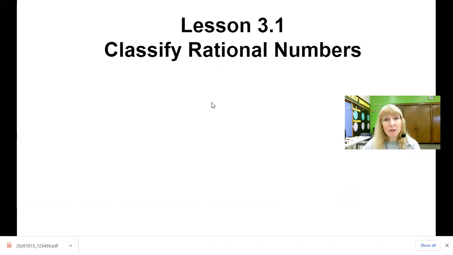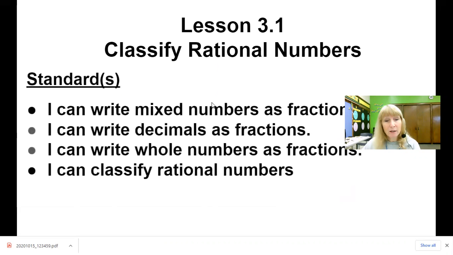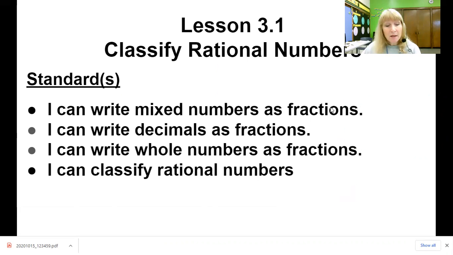We have several standards, or several objectives, that we're working on today. I can write mixed numbers as a fraction. I can write decimals as fractions, I can write whole numbers as fractions, and I can classify rational numbers. That's a lot in one lesson, so if halfway through you want to take a break and then come back, feel free to do so.